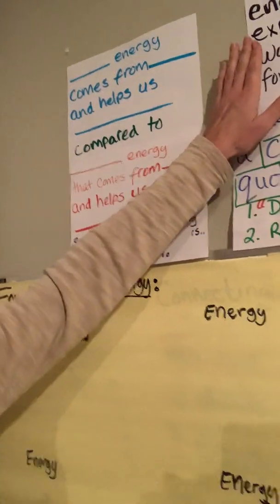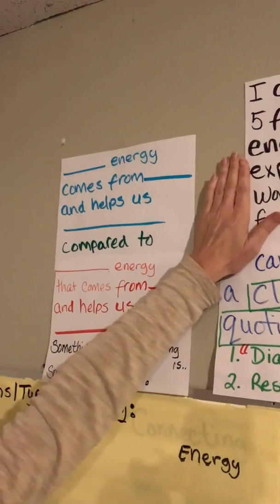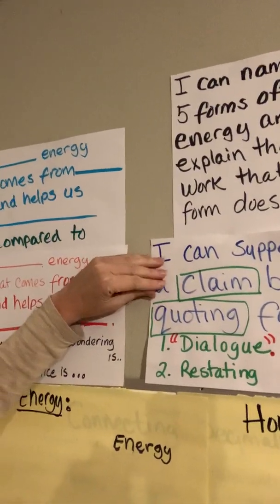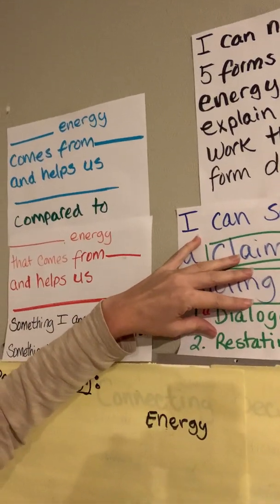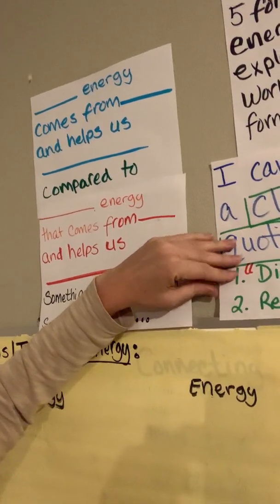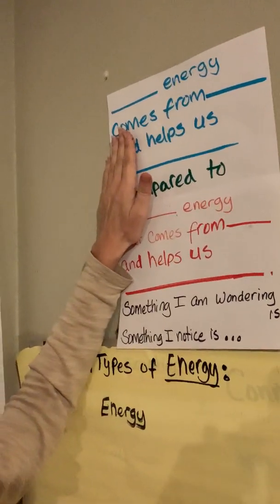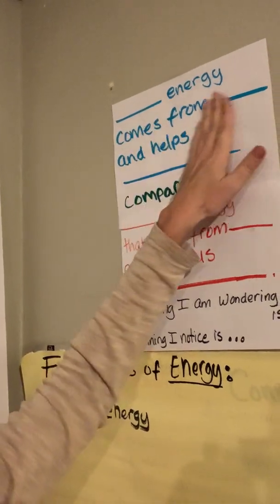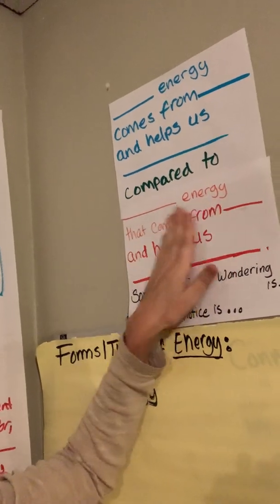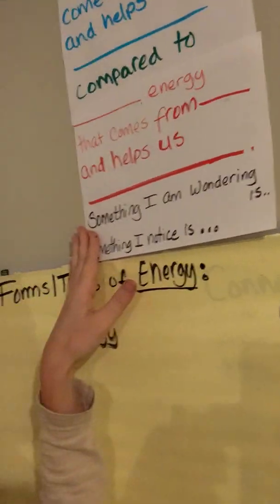So my objective is up here. I can name 5 forms of energy and explain the work that form does. All right. Below it, I have the ELA standard. I'm just going to mention to kids what that is. It's about claim and quoting facts. And then I have my language standard, but I put it in the form of a frame, which we talked about at the beginning of class. Blank energy comes from blank and helps us blank, compared to this kind of energy that comes from blank and helps us blank. I also have 2 routines I often use with my students.